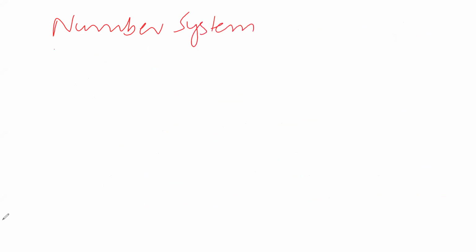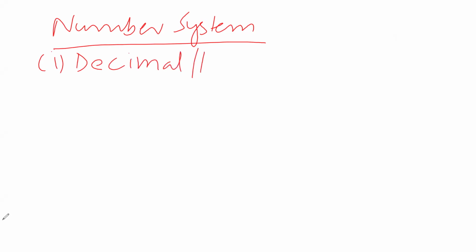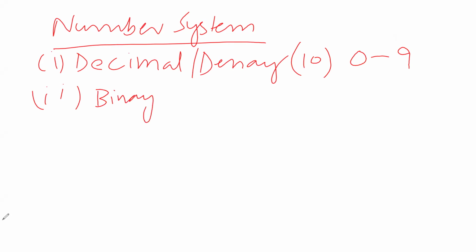So basically, there are four number systems which we are using. The first one is decimal, also called denary. Its base value is 10, and the digits are 0 to 9. Second one is binary. It has two digits, 0 and 1, and its base value is 2. Third one is octal.